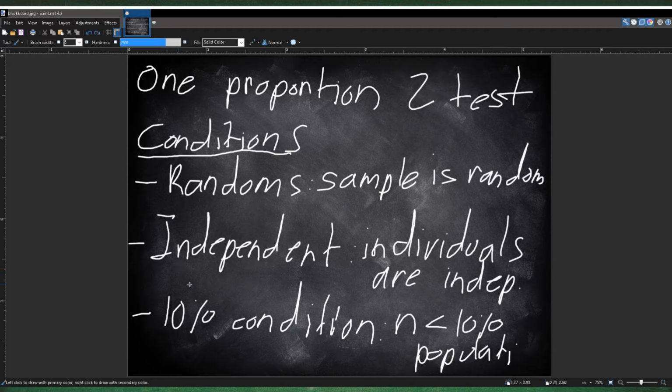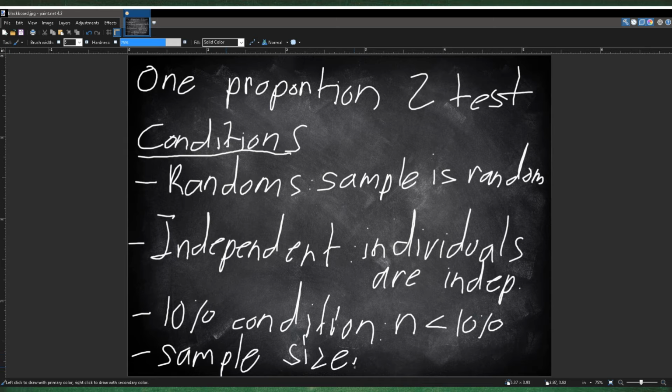And the last thing we have, let's delete this because we need room, is the sample size. For sample size, it just states that n p0 is greater than or equal to 10, and n q0 is also greater than or equal to 10. So n is the sample size, p is the probability that you want to calculate, and q is the opposite of that.